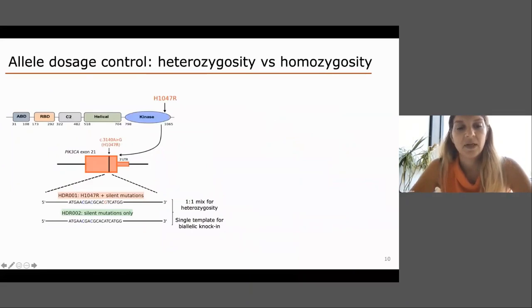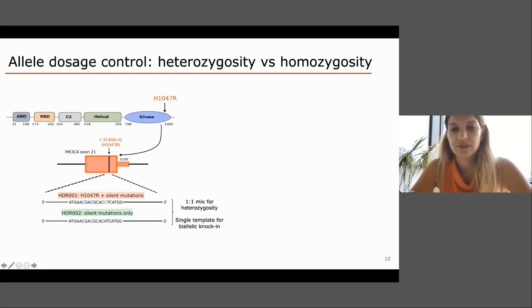But moving on to how you can control the zygosity, it's actually rather simple, and that's why I needed a second repair template. Because if you mix your template containing your mutation with a template that only has the silent mutations at a 1-to-1 ratio, you can increase your chances of getting heterozygous mutants.